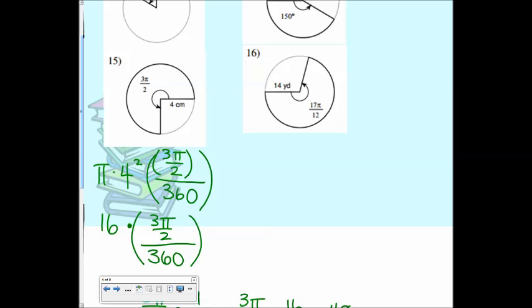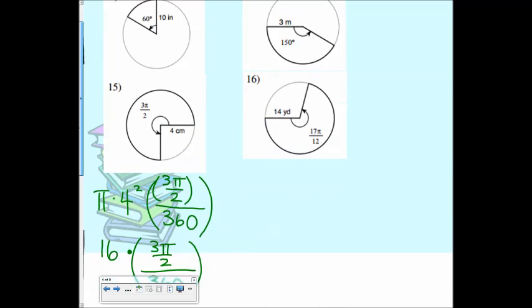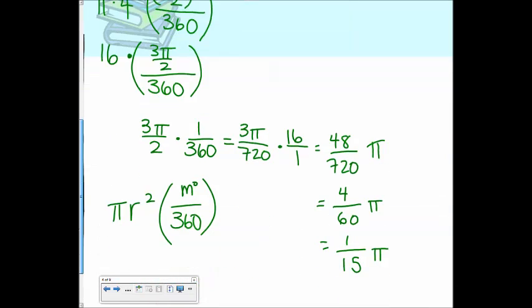Wait, what is 60? How'd you get 16? 4 squared. So radius squared. Wait, so I'm still confused. How would I do this? Which part?